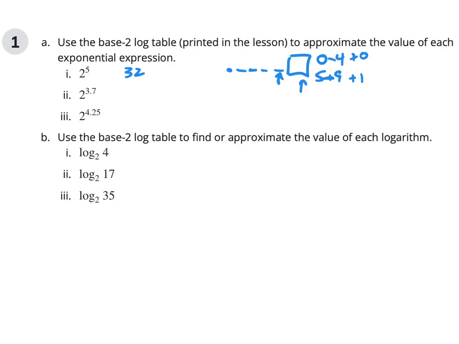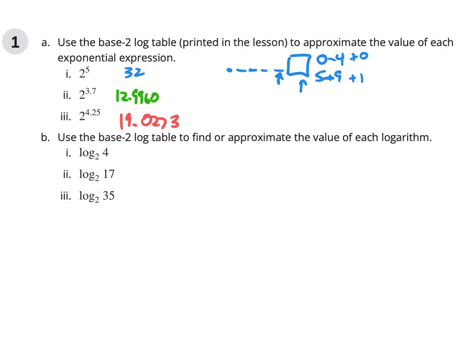Okay, 2 to the 3.7 is approximately 12.99603, which is 9960. And then 2 to the 4.25 power is 19.0273. To the right of the 3 is a 1, so that stays 3. Okay, use the base 2 log table to find, and we're not going to do that.